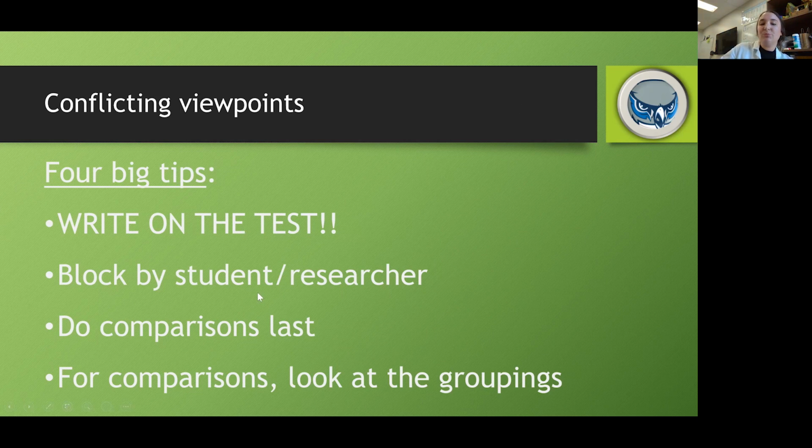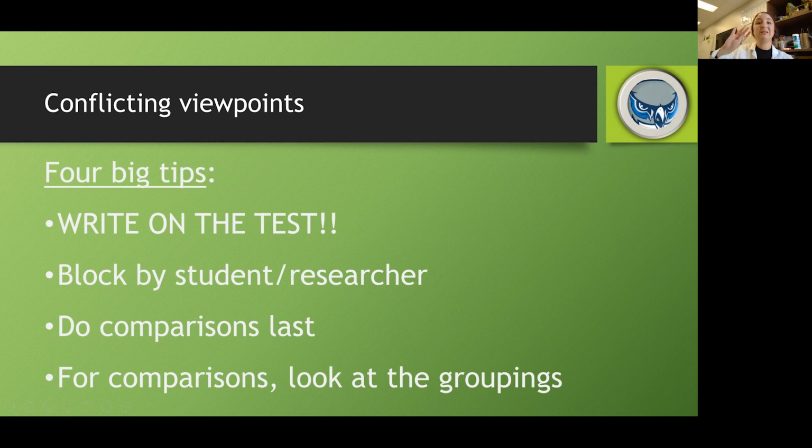The second is to block by student or researcher. Remember, we are kind of comparing opinions here. So there will be labeled student 1, student 2, student 3. Some of the questions will not ask about specific students. They'll ask you to compare.